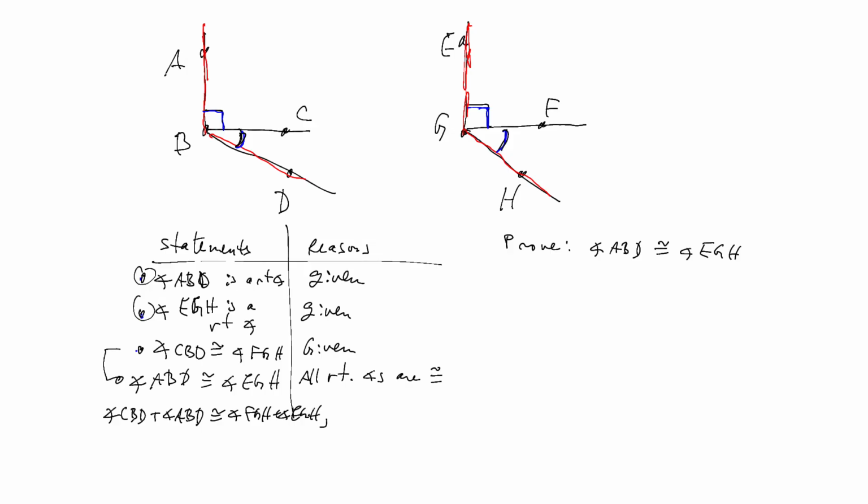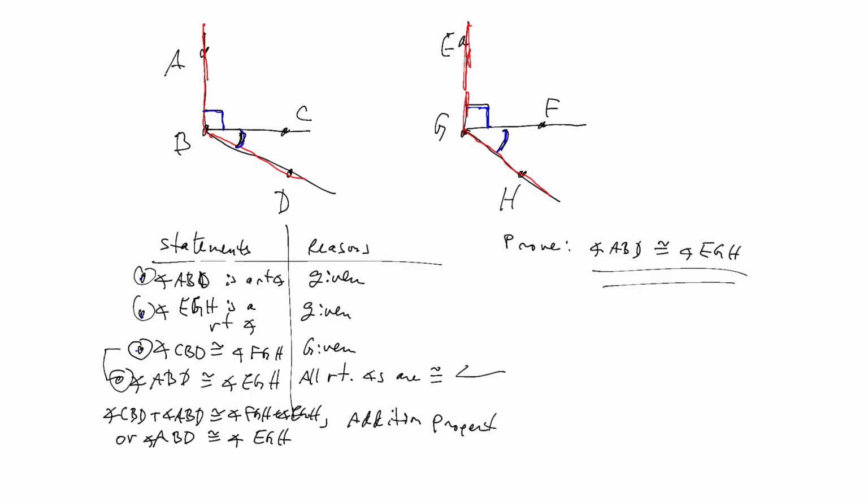I like to say then, comma, or another way of saying CBD plus ABD is angle ABD is congruent to angle EGH, which was our goal. And the reason is going to be addition property. Addition property is when we add together 2 congruent statements. And if we don't have this one here, we won't have anything to be able to add to it.